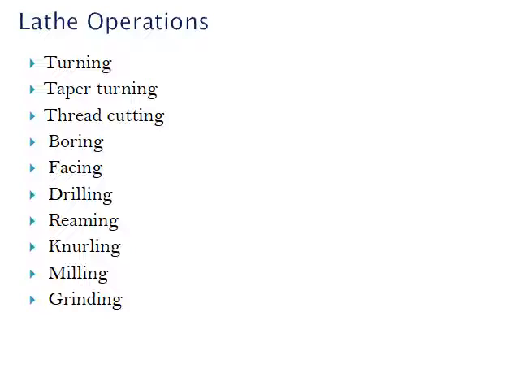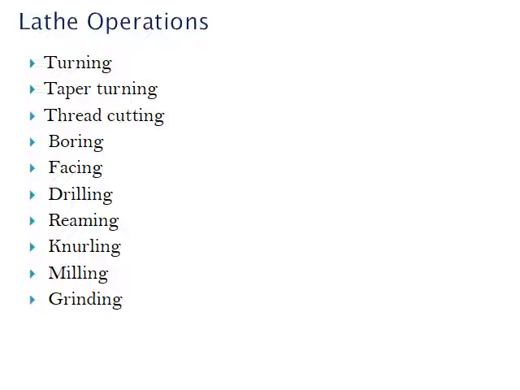Okay, drilling operation. Perpendicular to the axis of rotation of the workpiece, a flat surface can be produced. This operation is termed facing. Next, apart from the turning and facing operations, a variety of machining operations can be carried out on the lathe machine. For example, drilling, reaming, knurling, milling, and grinding. Drilling means to make a hole on that cylindrical surface area. It is called drilling operation.